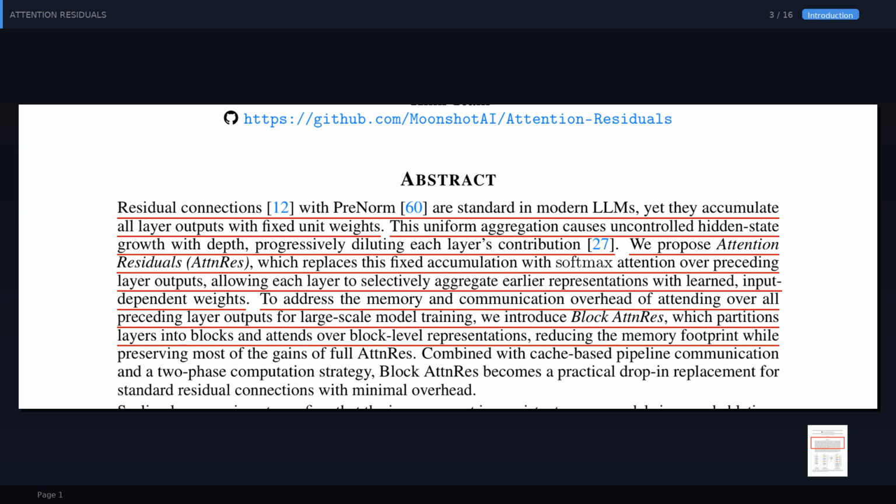Here we can see the core problem addressed by this paper. Standard residual connections, while common in LLMs, use fixed weights to combine layer outputs. This uniform aggregation can lead to uncontrolled growth of hidden states and dilute the contribution of earlier layers, making it harder for the model to learn effectively as depth increases.